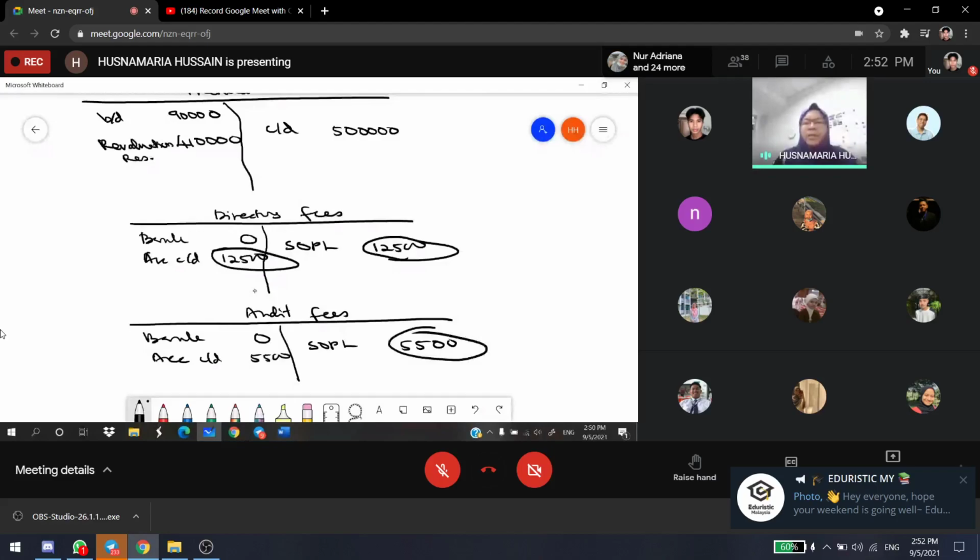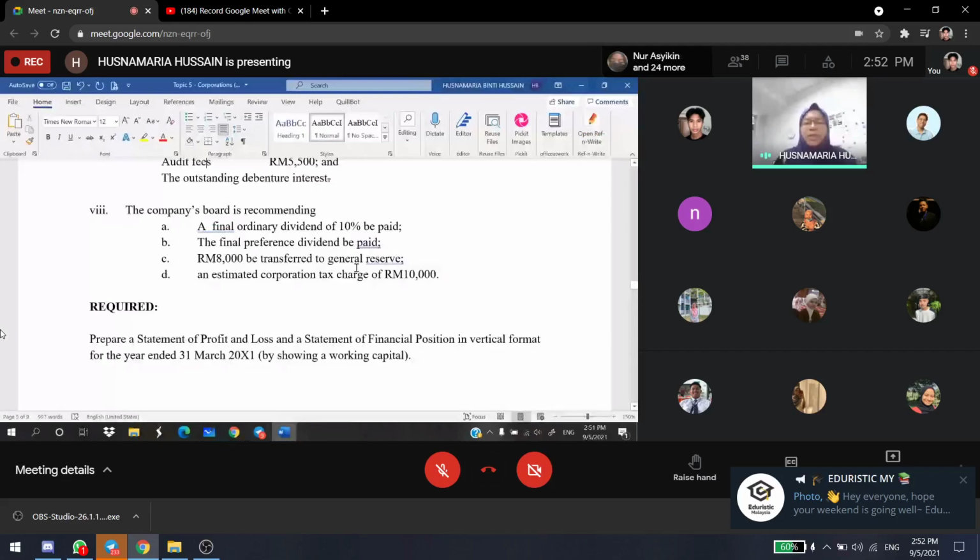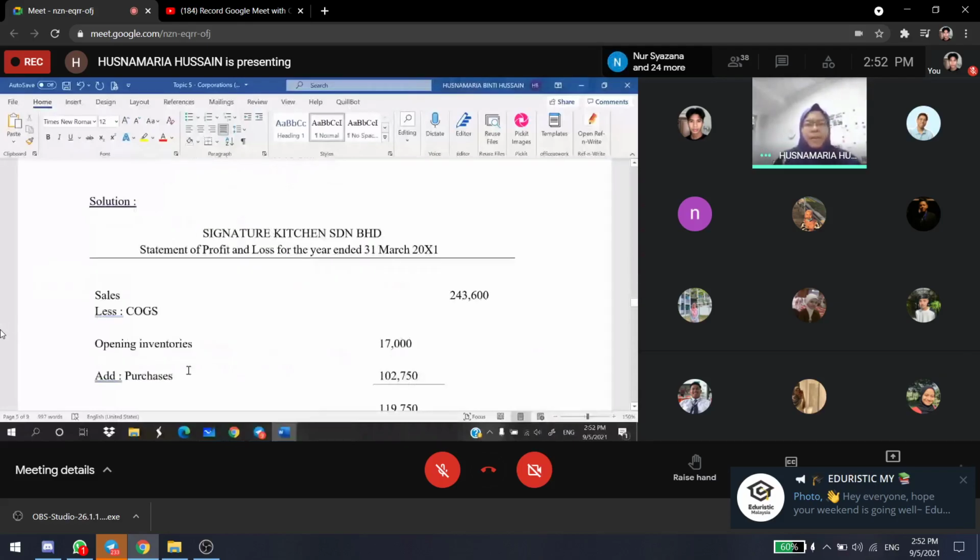$8,000 to be transferred to general reserve, and estimated corporation tax charge of 10,000. Here they have given the tax. So prepare a statement of profit and loss and a statement of financial position at the end of the year. Alright. So look at the statement of profit and loss, the name of the business, and then the title. See the title.